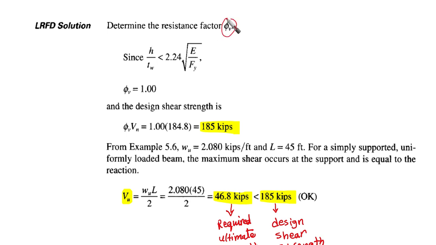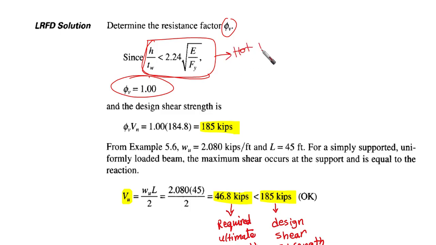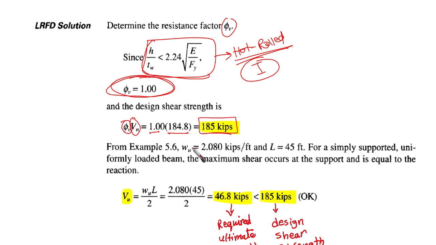Our resistance factor, without thinking too much, is going to be 1. Why? Because we are fulfilling this condition: we are a hot rolled section, and it is an I section, right? So phi v equals 1. And the design shear strength in this case is going to be phi times Vn that we have obtained in the previous slide: 1 times 184.8, which is almost 185 kips.